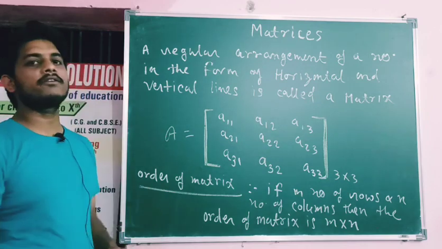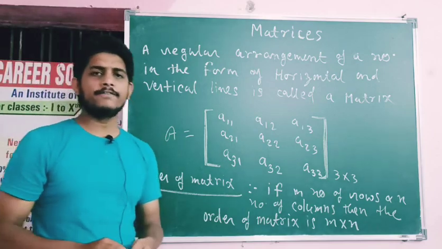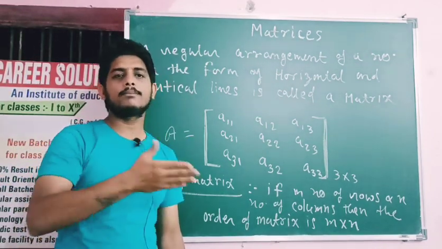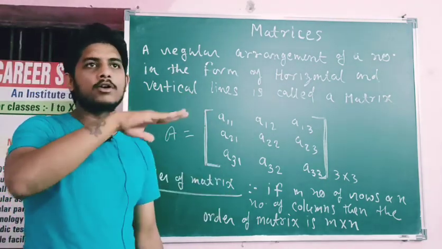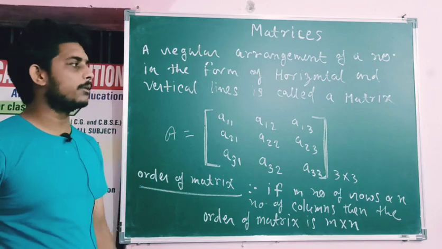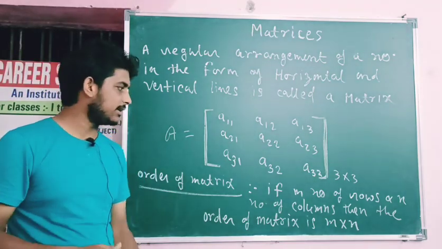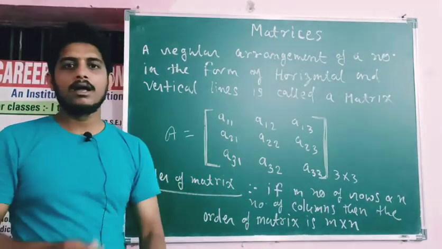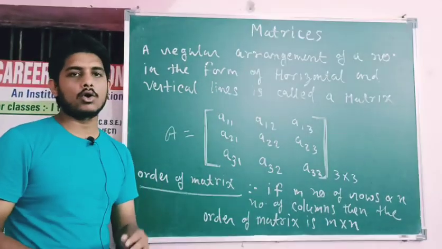After that we will discuss the order of the matrix. What is the order of the matrix? If any matrix has a number of rows and a number of columns, clear to everyone? Suppose you have 3 rows and 2 columns, then the order of the matrix is 3 cross 2. Similarly, if any matrix has m rows and n columns, then the order of the matrix is m cross n.